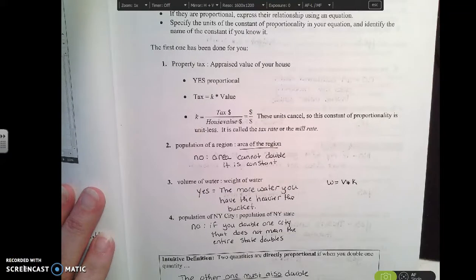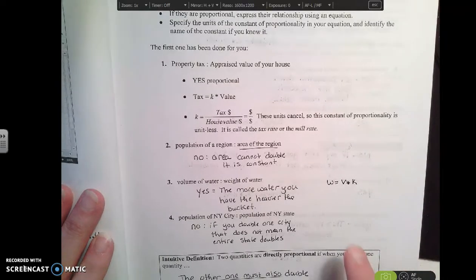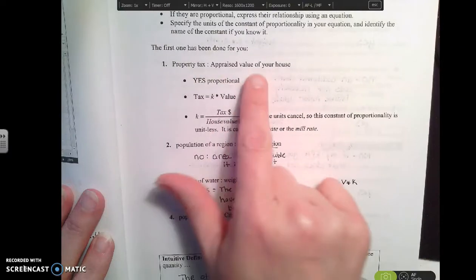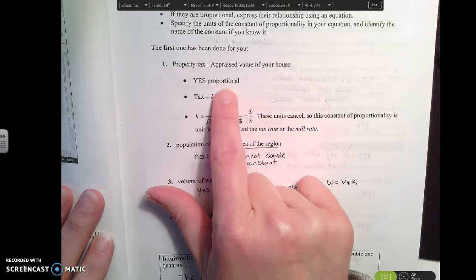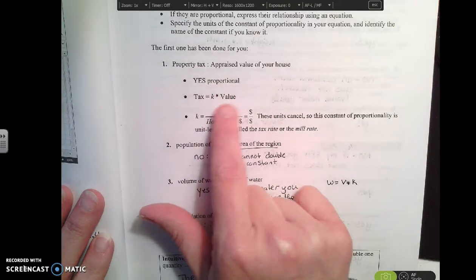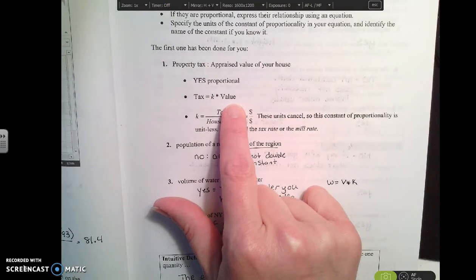Alright, so we're going to be talking about proportionality and deciding if these things are proportional or not. If they're proportional, then we want to write an equation that shows our proportionality. For example, the example they gave here is property tax and appraised value of your house. And the answer is yes, they're proportional, because your tax is going to be some constant times the value of your house. That tax amount changes every year.